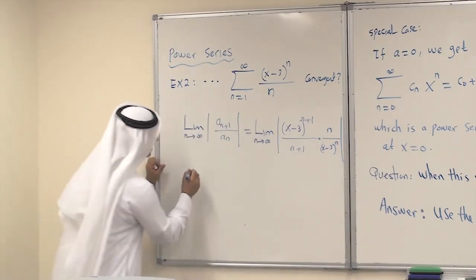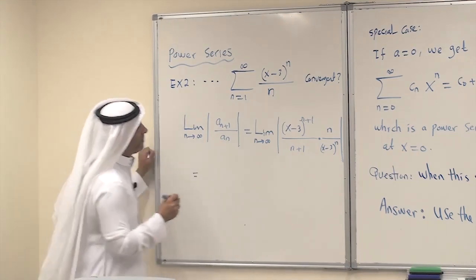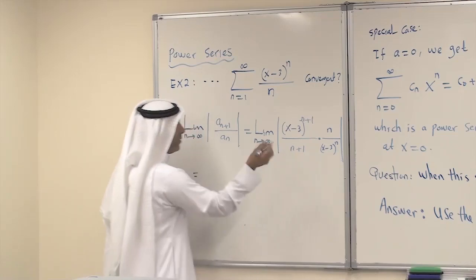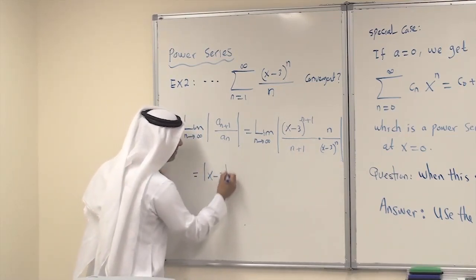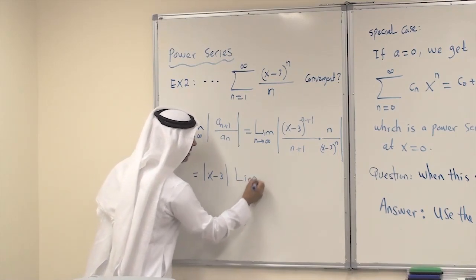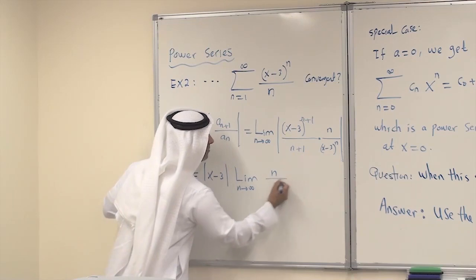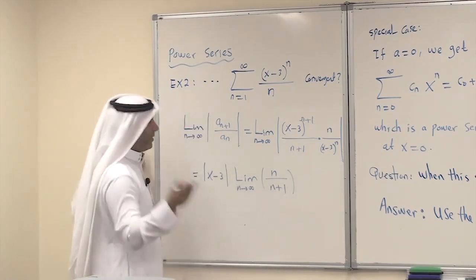After simplifying this expression, look, we have (x minus 3) to the power n, and (x minus 3) to the power n plus 1. So x minus 3 will survive. So I have x minus 3 outside. I will take it. Then I have the limit as n goes to infinity of n over n plus 1. No need for absolute value because these are positive.